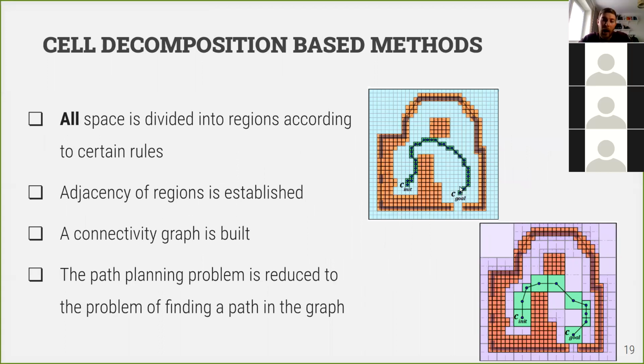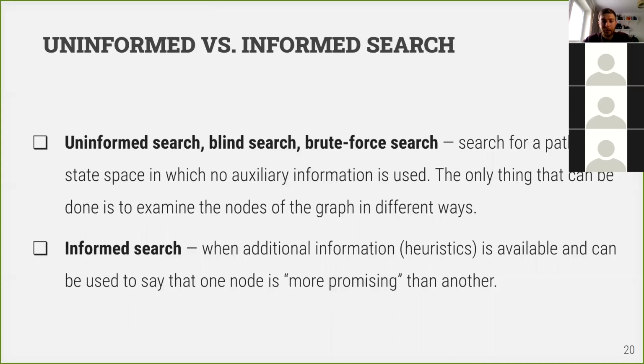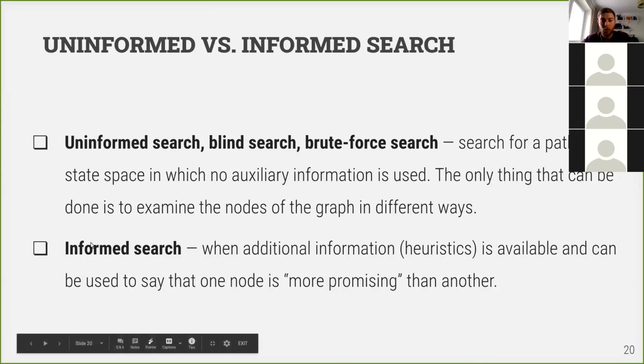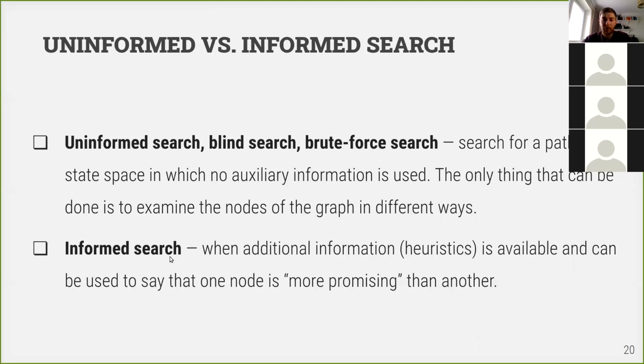So we know that from this node, it is better to move here diagonally than to move upwards, somehow with some heuristic or some additional a priori information. This is called informed search. And of course, informed search is more optimal. If we have some additional information, we should use it.